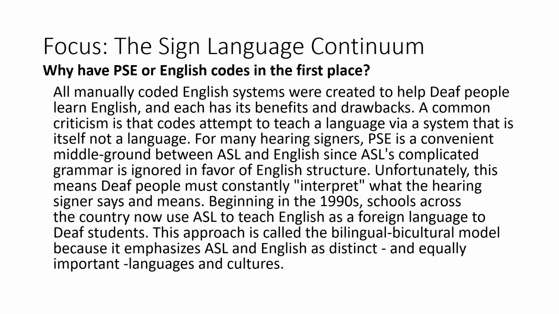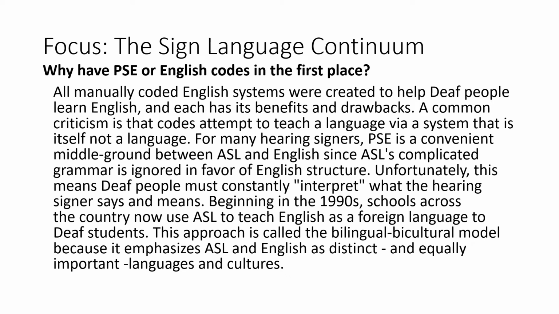Why have PSE or English codes in the first place? All manually coded English systems were created to help deaf people learn English, and each sign has its own benefits and drawbacks. A common criticism is that codes attempt to teach us a language via a system that is itself not a language. For many hearing signers, PSE is a convenient middle ground between ASL and English, since ASL's complicated grammar is ignored in favor of English structure. Unfortunately, this means deaf people must constantly interpret what the hearing signer says and means.